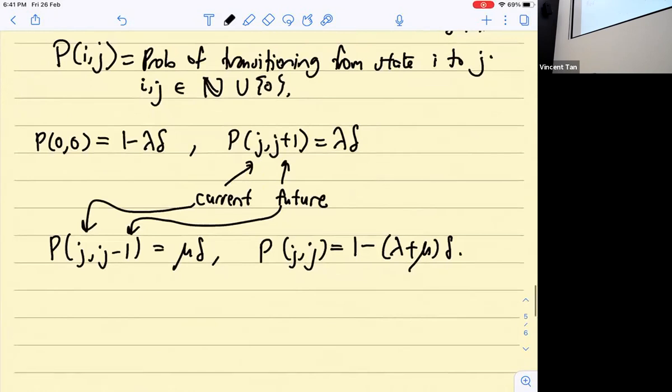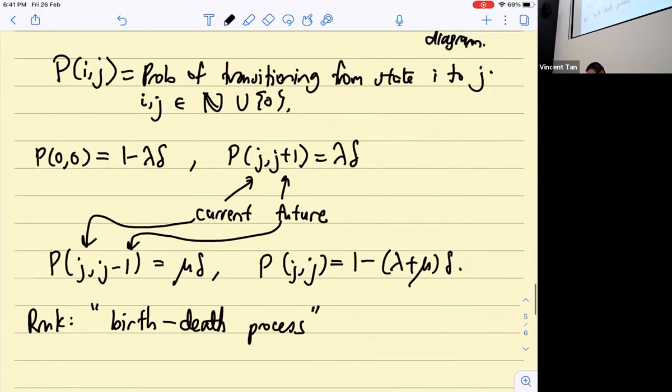So this is just a remark here. This is a birth-death process. And we'll study this in much more detail when we talk about Markov chains after the term break. Okay, by the way, you have no term break because I'm having this class.